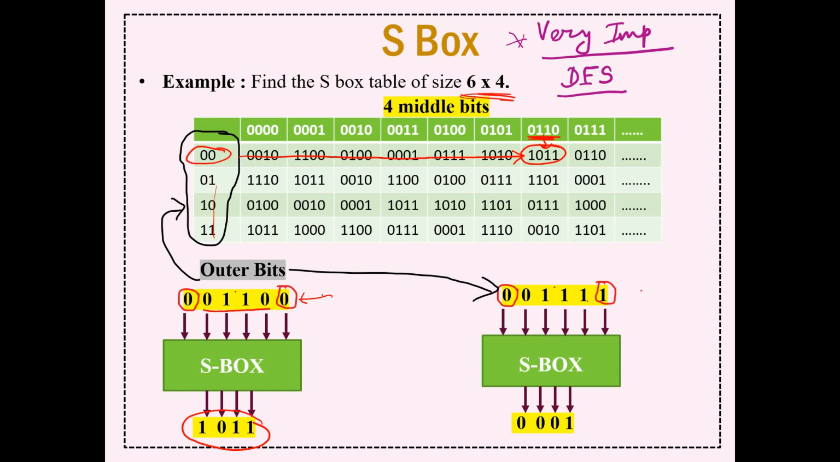So similarly, you can see 0, 0, 1, 1, 1. So 0, 1 exists over here, and the middle bits are 0, 1, 1. Where is 0, 1, 1? 0, 1, 1 is here. So we go like this. We go like this. So the output is 0, 0, 1.